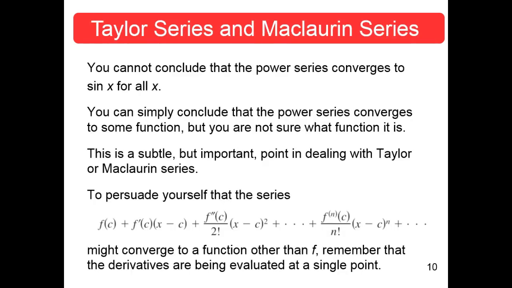Okay, you cannot conclude the power series converges to sine x for all x. You can simply conclude that the power series converges to some function, but you're not sure what the function is. Now, this is getting a little bizarre here. This is a subtle but important point in dealing with Taylor and Maclaurin series. To persuade yourself that it might converge to a function other than f, remember that the derivatives are being evaluated at a single point. In this case, c, the way they've written it here; earlier we did it at 0.